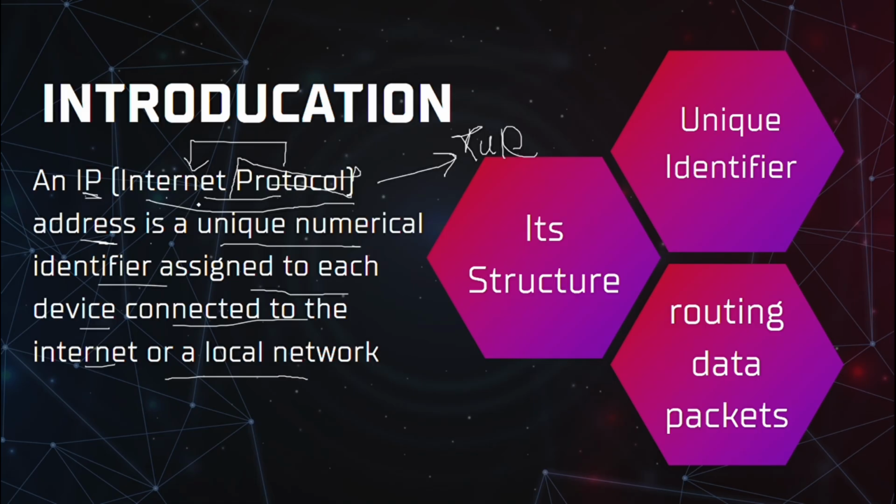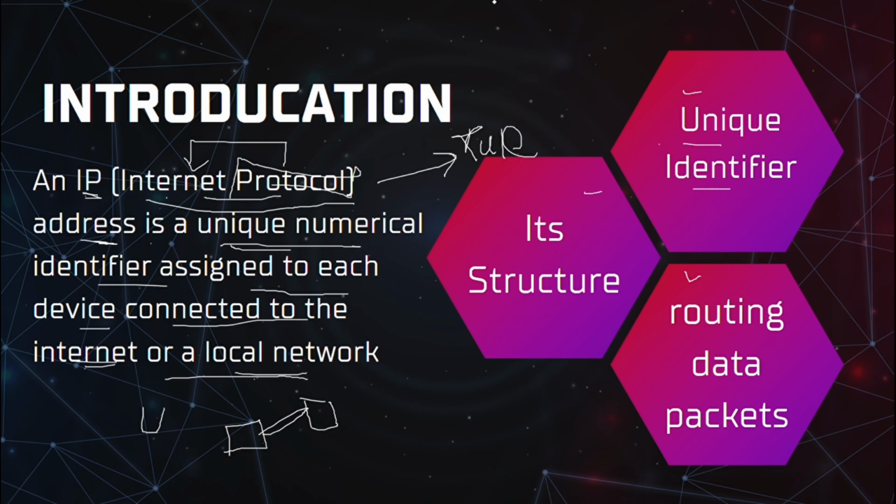What it means is, an IP address is a unique identification number assigned to each device such as computers, mobile phones, laptops. Any type of device has its own unique IP address, which is used to connect devices with each other in a network, in the internet or a local network. It is a unique identifier.